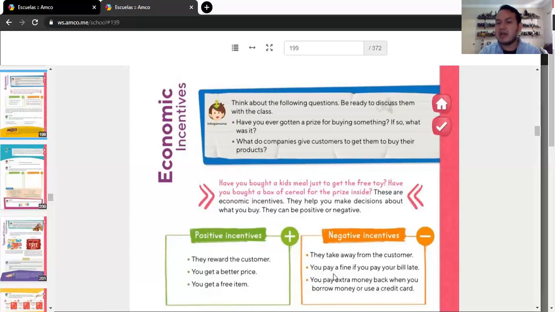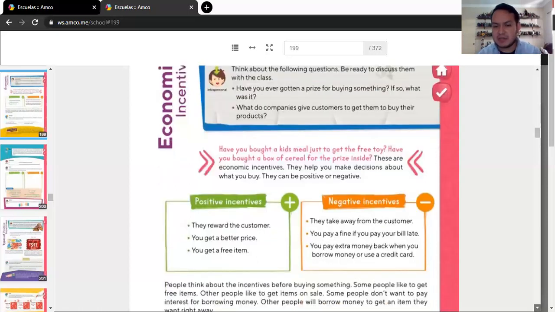Negative incentives. They take away from the customer. You pay a fine if you pay your bill late. You pay extra money. Okay, that's kind of the things that happens in here.